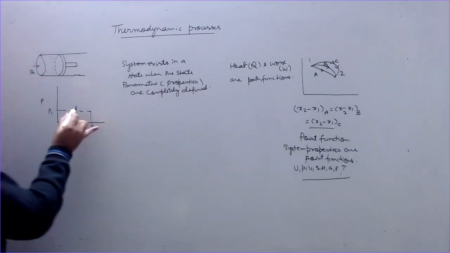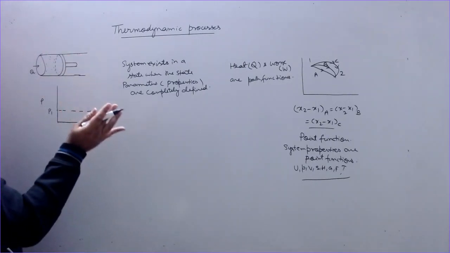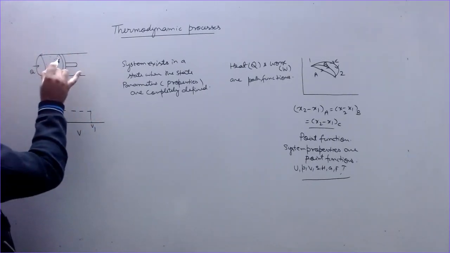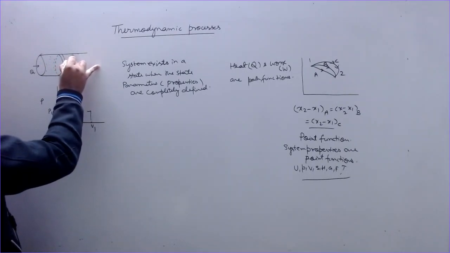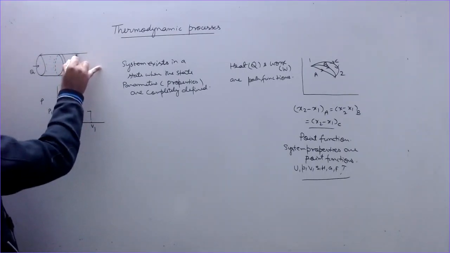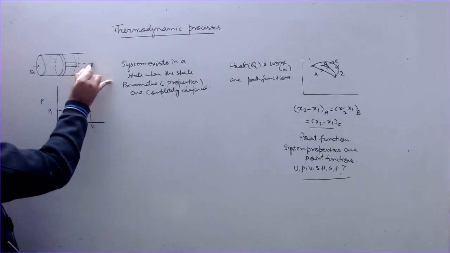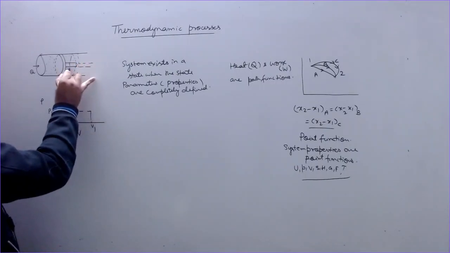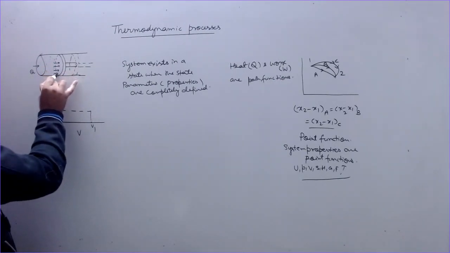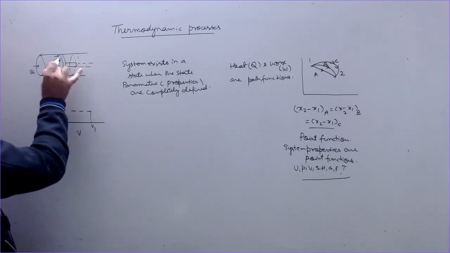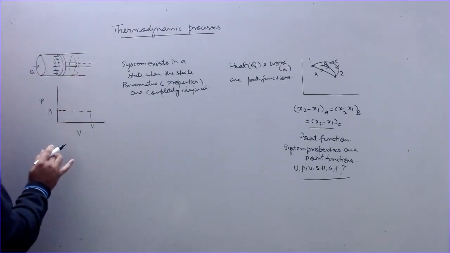So here pressure and volume are defined and the system is in equilibrium. And now you start heating this system. Then what will happen? This piston will move further to different positions as the energy of the gas is increasing. As a result, the molecules of gas are applying more and more pressure on the walls of the cylinder as well as on the piston.